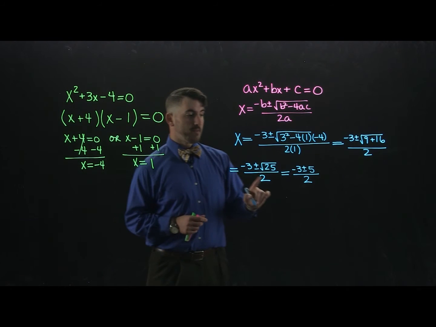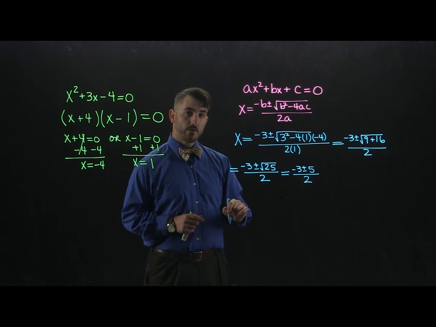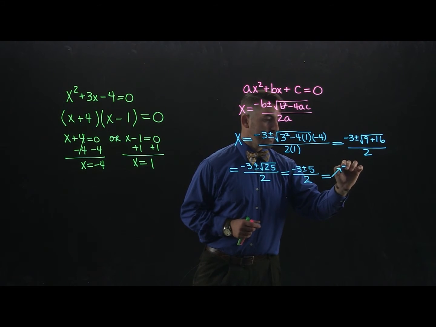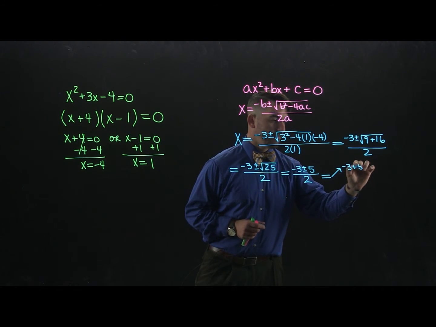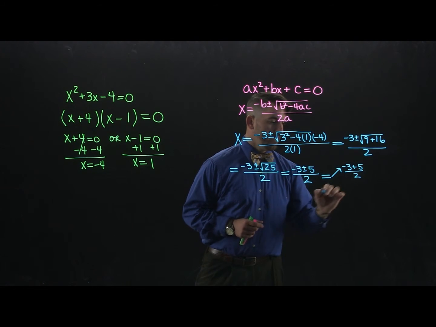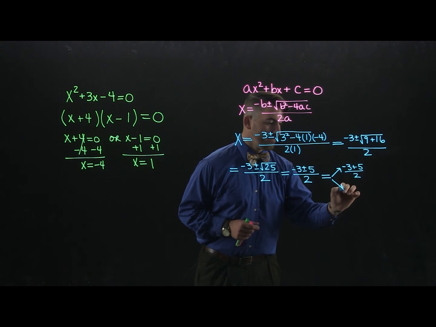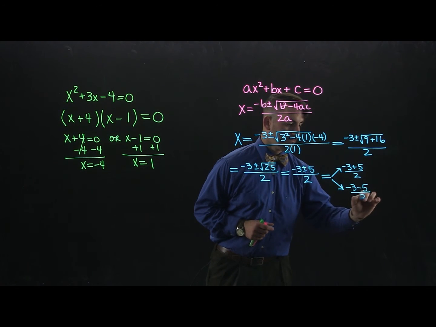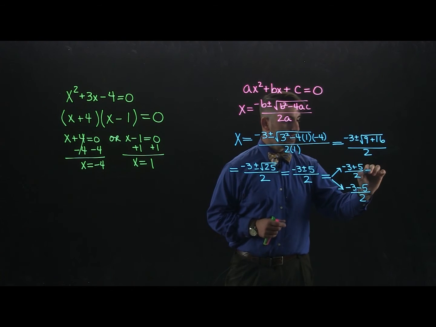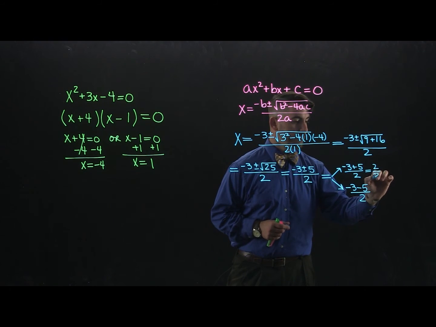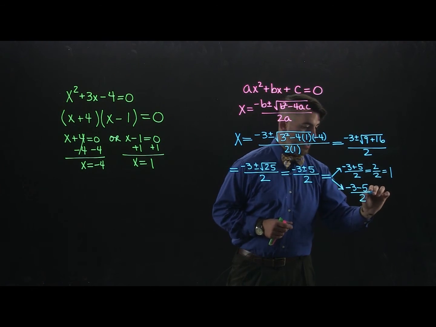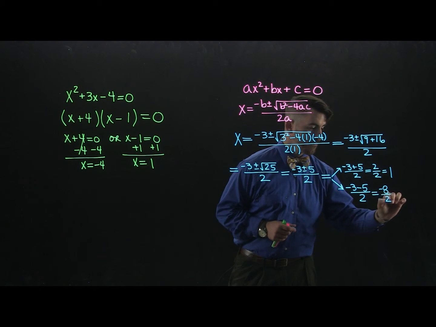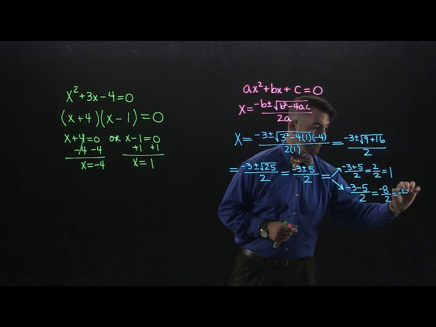Now, I said plus or minus, meaning there are two possible outcomes here. The first case is -3 plus 5 over 2. And the second case is -3 minus 5 over 2. Continuing on, we get 2 over 2, which is 1. And in the second case, we get -8 over 2, which is -4.